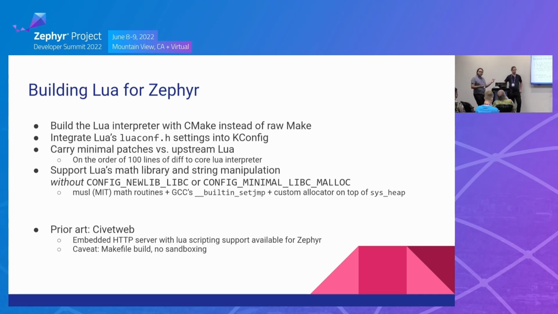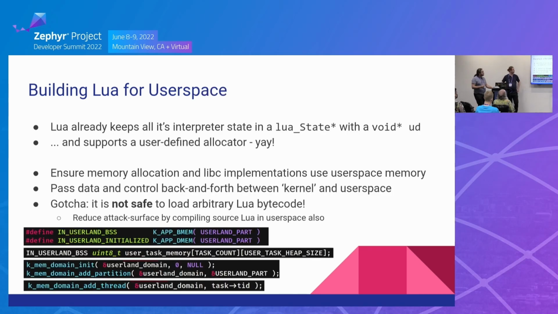It's been done before. CivetWeb did it before. They're an embedded HTTP server. It's sort of a mod_lua-like thing. You can theoretically run it on Zephyr. Caveat, that's not as tightly integrated with this nice Zephyr build chain as we wanted it to be. So it doesn't use CMake, and it doesn't easily support the kind of sandboxing that we wanted to do. So building the Lua interpreter into a Zephyr executable is relatively easy.